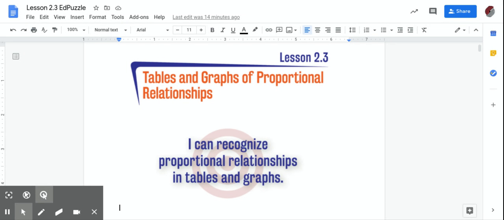Lesson 2.3, Tables and Graphs of Proportional Relationships. The target is, I can recognize proportional relationships in tables and graphs.